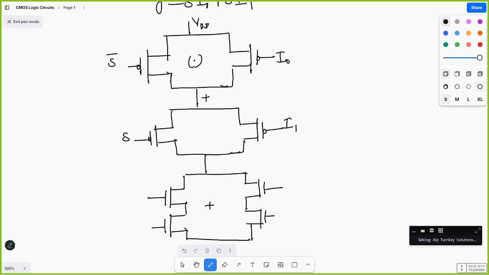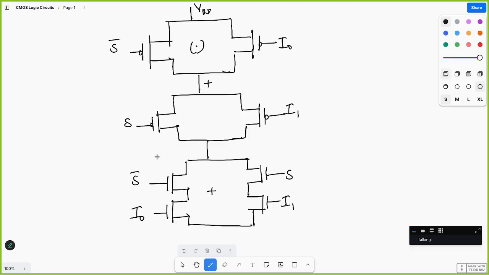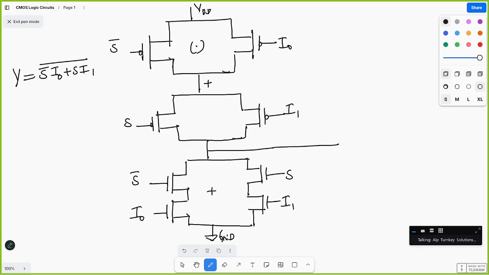Okay, so NMOS, S bar I naught and S I1, and this is connected to ground. Here you need to take output from here, but my expression is what? Normal logic expression: S bar I naught plus S I1. So that means A bar whole bar equal to what? A only, no? So complement of complement I am writing.